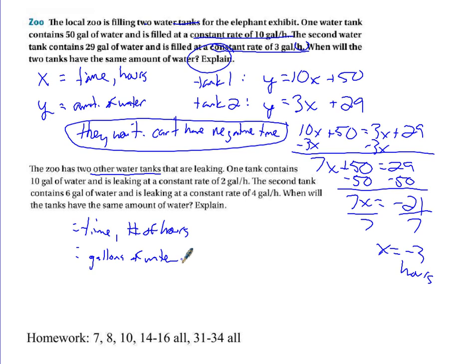2 variables. X and Y is perfectly fine. Like I've said, some people will choose T for time. Down the road we'll use T for time. But X and Y here is just fine. So now we need to figure out 2 equations. What are the 2 different things that we're talking about that are going to give me my 2 different equations here?